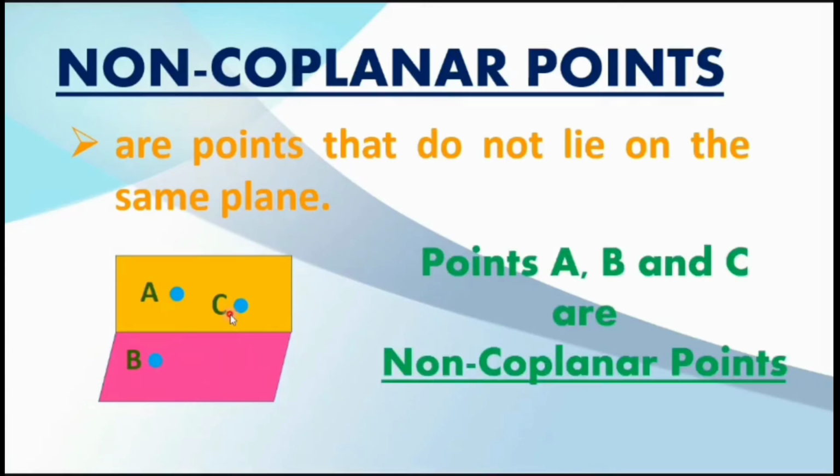Bakit sila non-coplanar points? Because point A and point C is in one plane, while the other point, which is point B, is in another plane. So therefore, these 3 points here are non-coplanar points. So these are some of the defined terms in geometry.